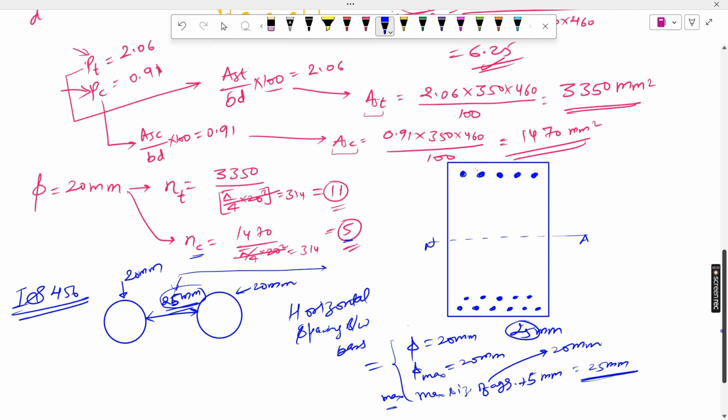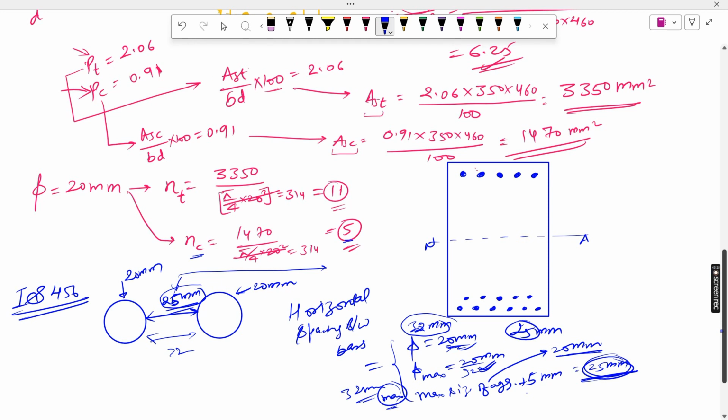If the bar diameter of 30 mm is not available, take 32 mm. So phi will become 32, phi max will be 32, and the other value is 25. So you can't say that the spacing should be more than 25, because phi max will become the maximum value from these values, so that will become 32. So you have to maintain the 32 spacing in between. Okay, so now we have to maintain the 25 spacing.